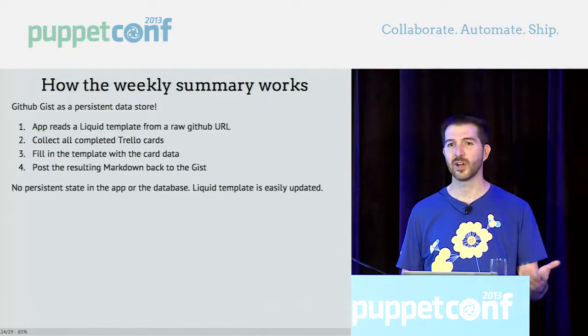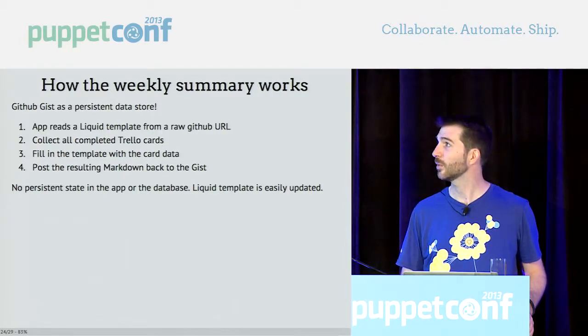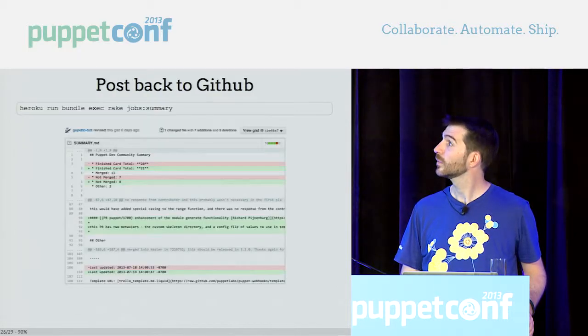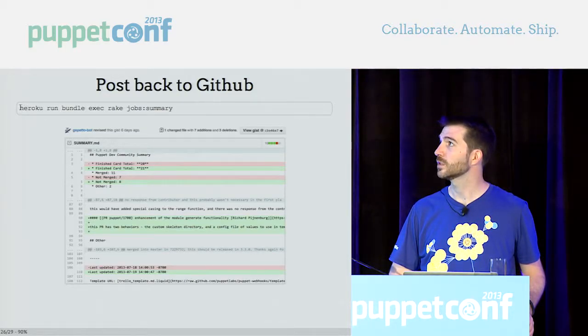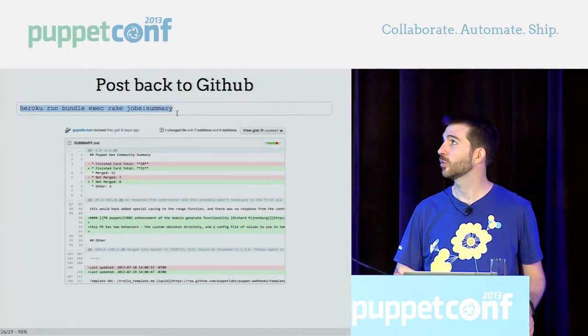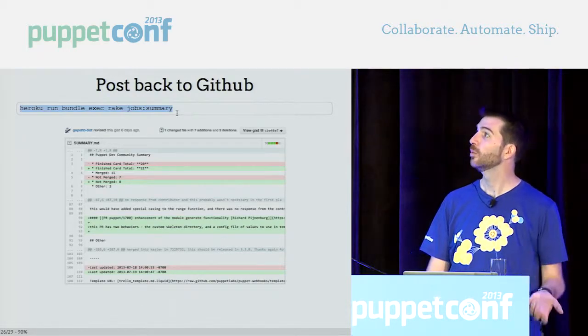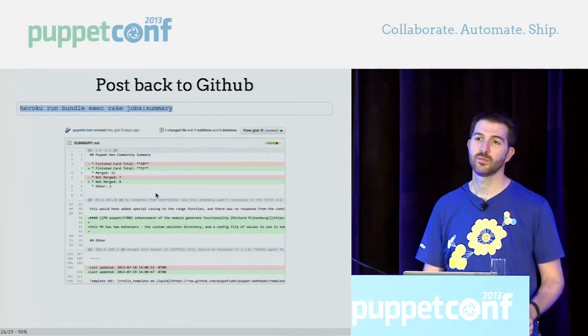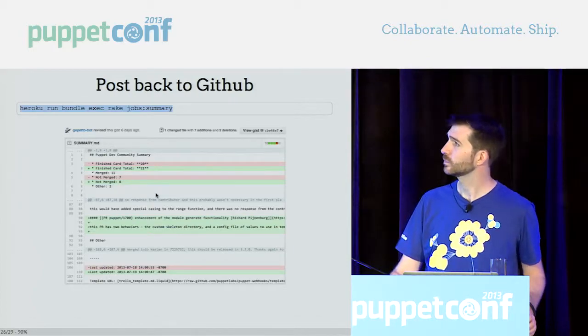So if you're subscribed to the Puppet Dev mailing list, you'll see these come out on Monday, mostly. This is what it looks like on GitHub. So we just periodically run this command. It's actually automatically run from cron every day, but we just send the email on Mondays.